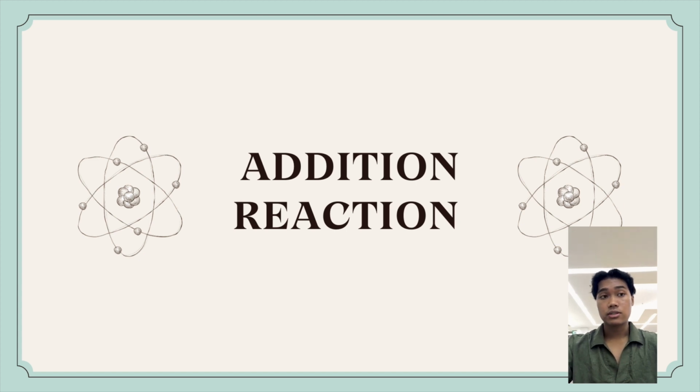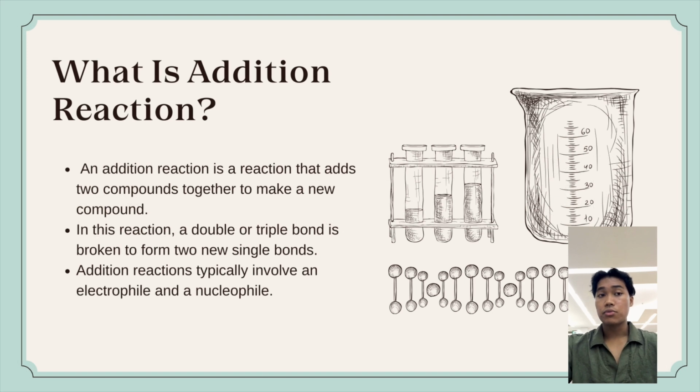So as we can see on the slide, what is an addition reaction? An addition reaction is a reaction that adds two compounds together to make a new compound. In this reaction, a double or triple bond is broken to form two new single bonds. Addition reactions typically involve an electrophile and a nucleophile. So we move on to the next slide.